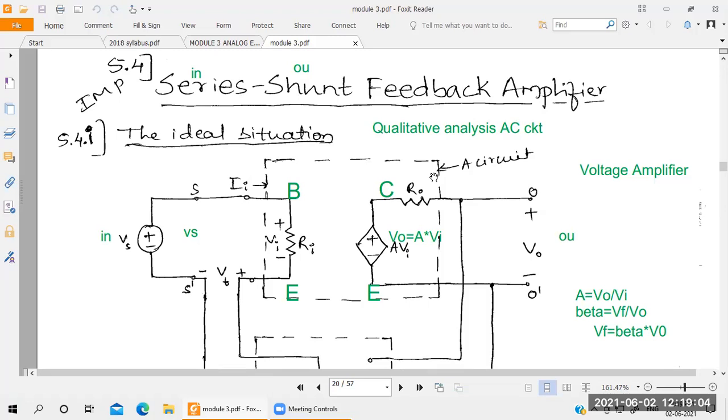In a BJT there are 3 terminals, right? Base, collector, and emitter. Okay, on the left side they have taken the base terminal, on the right side the collector, and on the bottom the emitter. See this one here. The base is the input. That's why you take it on the left side.